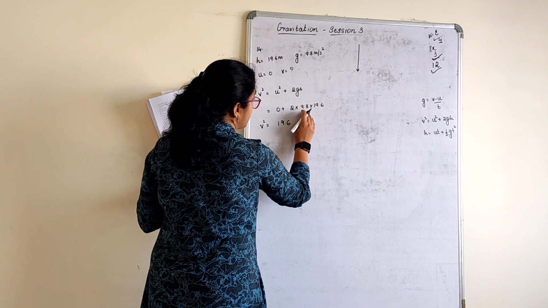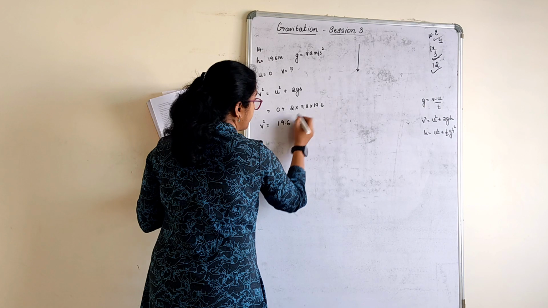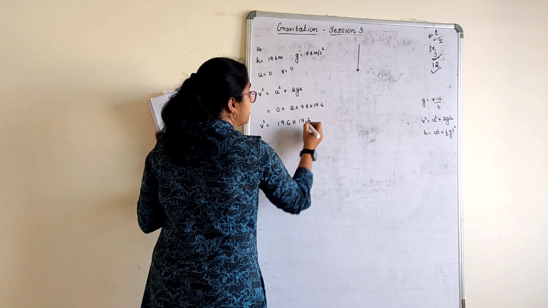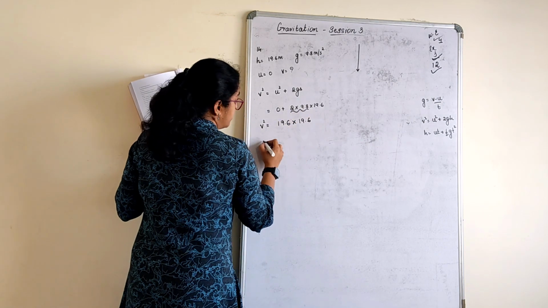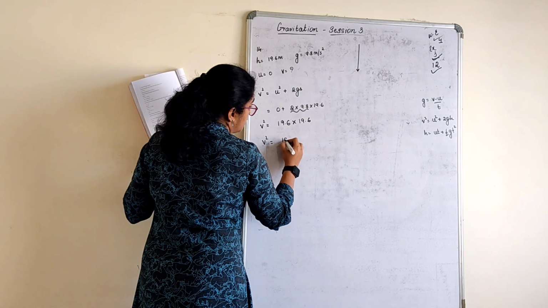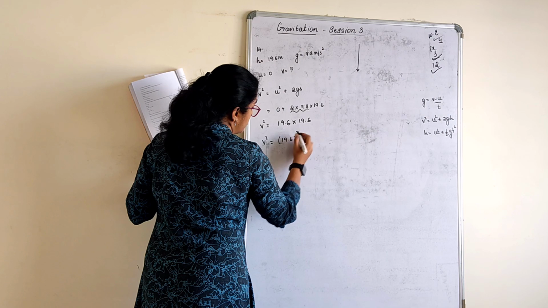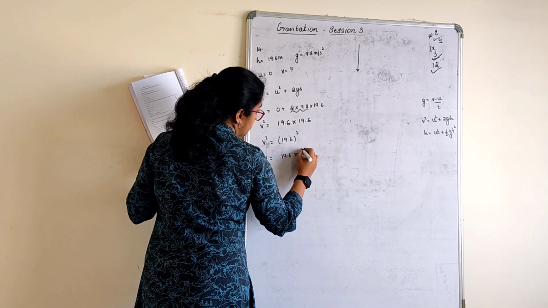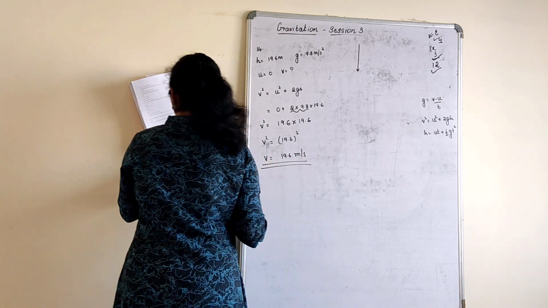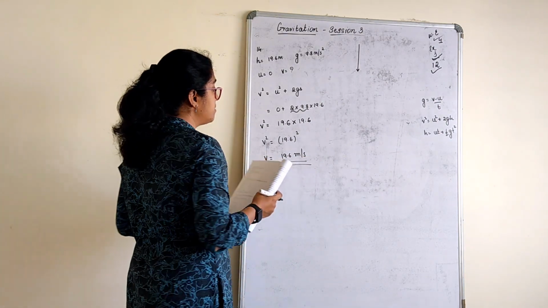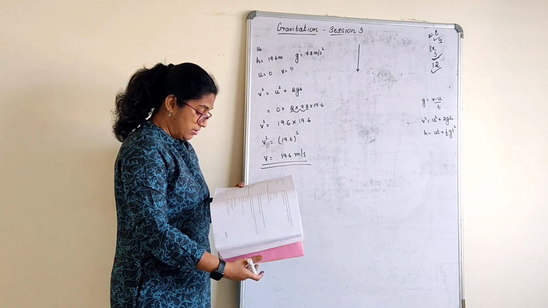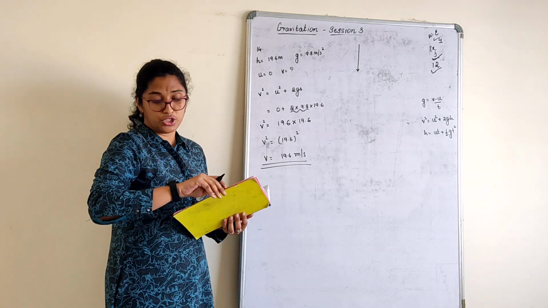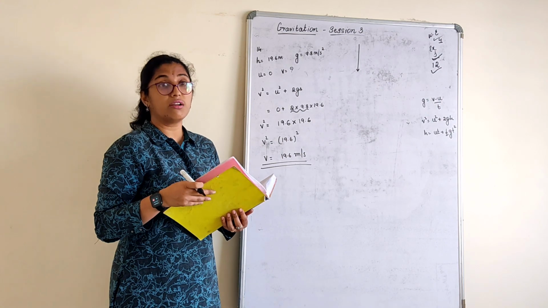19.6 and 19.6. So 19.6 into 19.6 it is. Like this I will write. So v square is equal to 19.6 whole square. So v is equal to 19.6 meters per second. There are simple questions where we only have to know what your g value should be, whether it should be plus or minus.